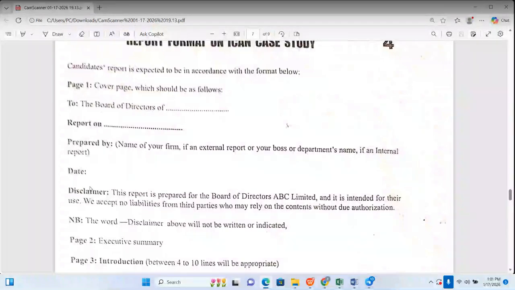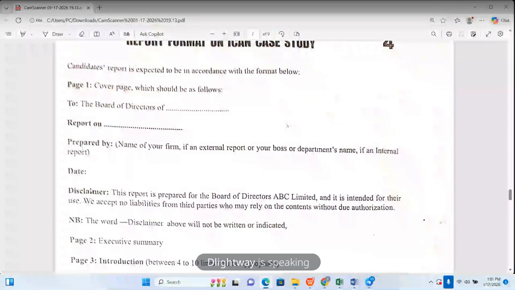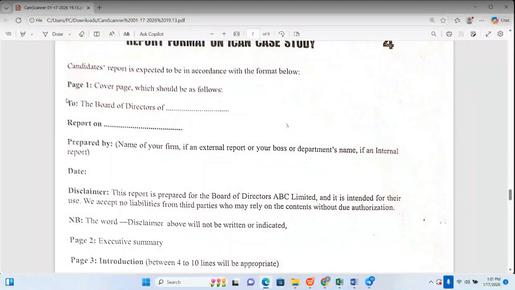You will not write this disclaimer. You will not write the word disclaimer. Are you getting me? Yes. So it's just going to be the sentence only. And then this line must be followed. This line, you see that it's on the same line.